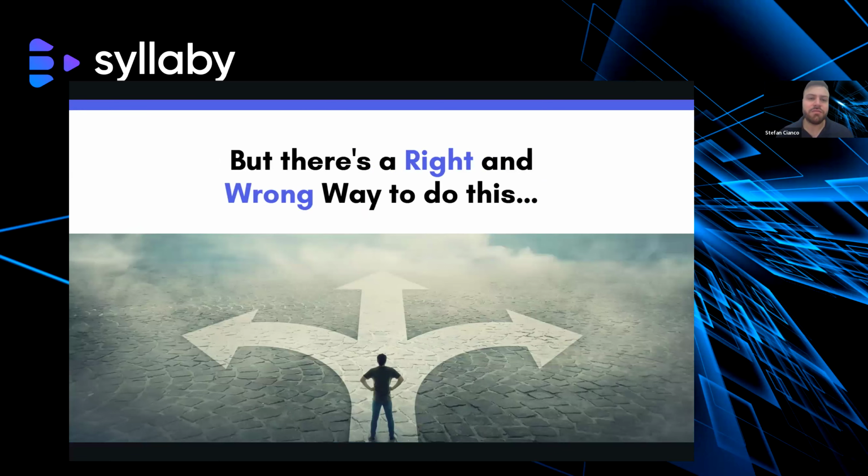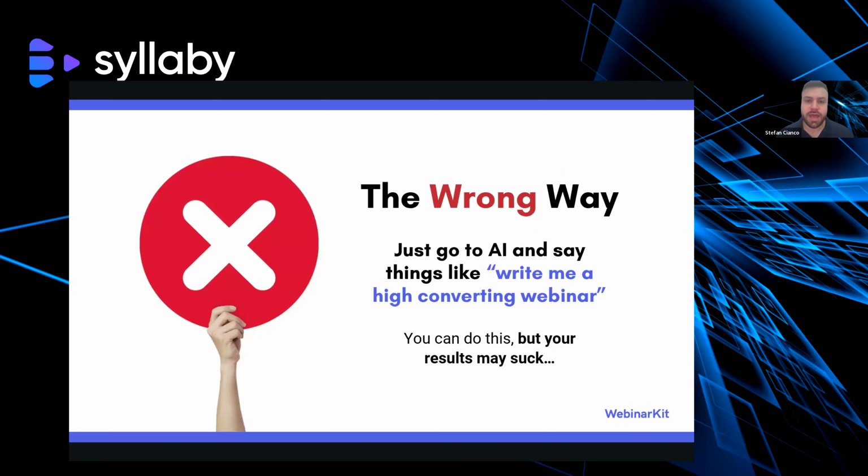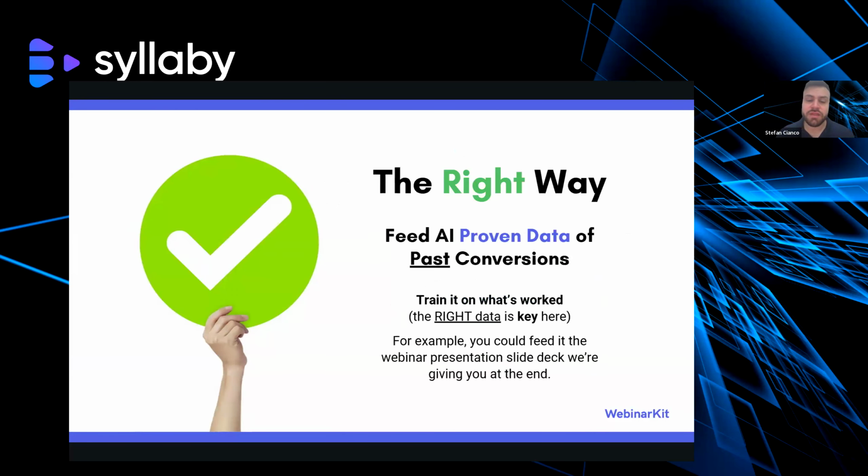Now, there is a right and a wrong way to do this, right? So you want to make sure you're doing it the right way. The wrong way is just going to AI and saying things like, write me a high converting webinar. You could do this, but your results may suck. The right way is feed AI proven data of past conversions, train it on what's worked, and the right data is key here. For example, hint, hint, I'm giving you guys a webinar template on this call.